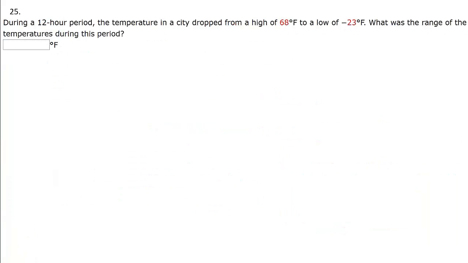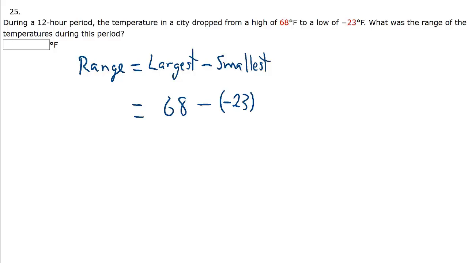Number 25. During a 12-hour period, the temperature in a city dropped from a high of 68 degrees Fahrenheit to a low of negative 23 degrees Fahrenheit. What was the range of temperatures during this period? Remember, the range is just the largest minus the smallest. So the largest temperature was 68. The lowest was negative 23, but you're subtracting a negative. That means it's like adding. So you get 68 plus 23, which is 91. So the range of the temperatures during this period was 91 degrees.